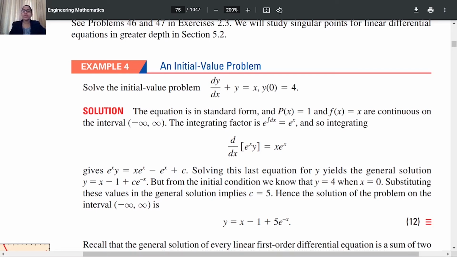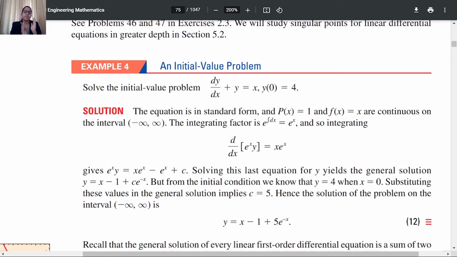So these are the few examples which are given in your textbook. There are just two more small topics which are left in this section, which we'll be doing in the next lecture. So in this lecture I want you guys to focus on the method of solving a linear first order differential equation.